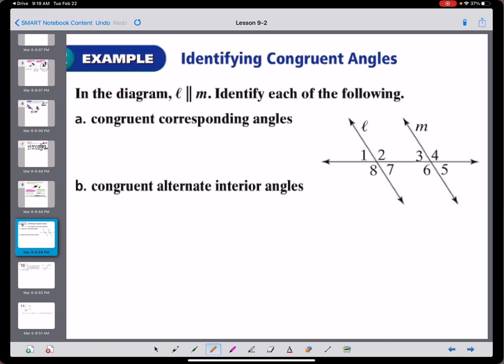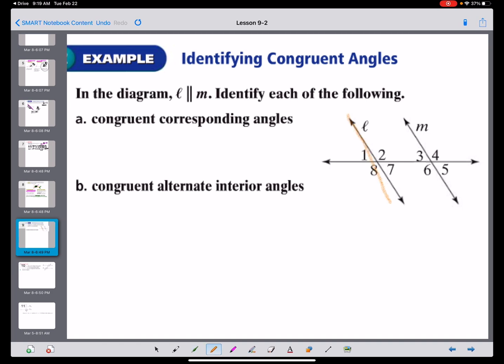Here are my two orange lines. Whoops, boy, I can't seem to draw. Here are my two orange lines, L and M, are parallel. And here is my transversal. Identify the following. First, identify the corresponding angles, then identify the alternate interior angles. Pause the video and see if you can find them on your own. Then continue the video when you're ready to compare your answers to mine.